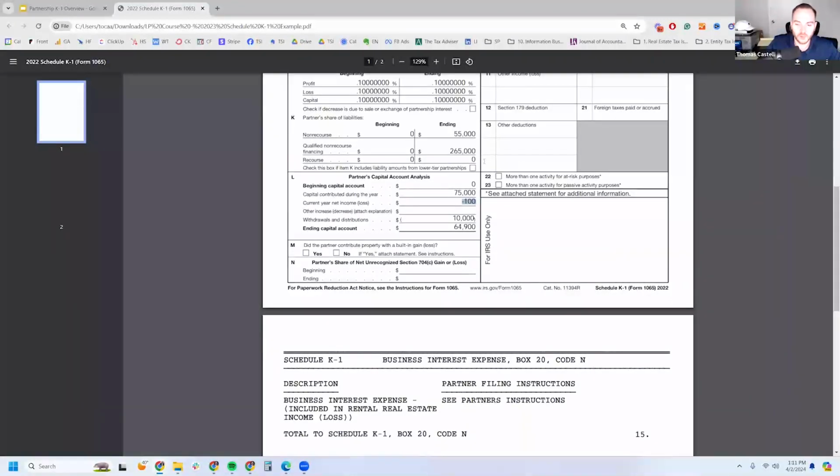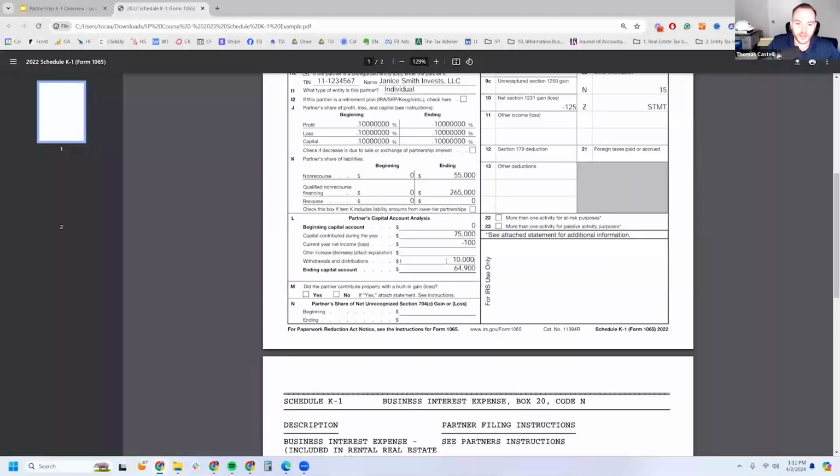I'll talk about that in part 2 in a second. And then any withdrawals or distributions throughout the year. So this is money you took out of the partnership. And then it will be your ending capital account balance. Now, your capital account is increased by contributions and income or gains, and it's decreased by losses, and it's also decreased by withdrawals.